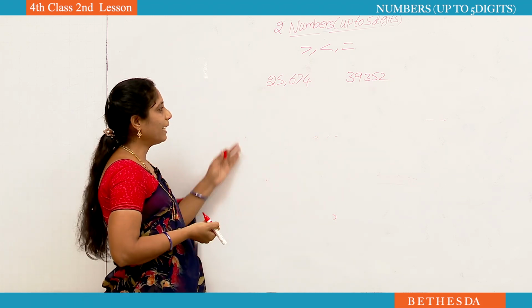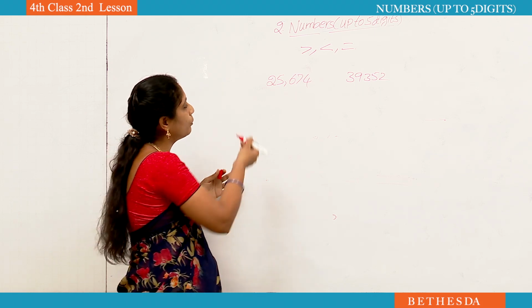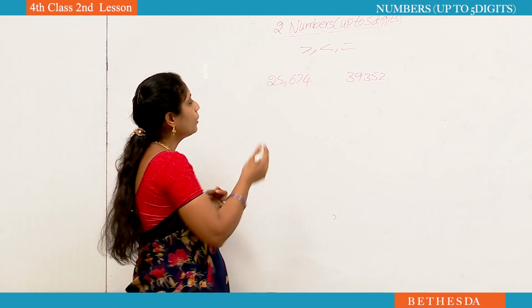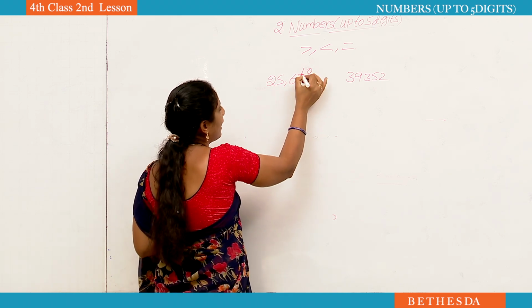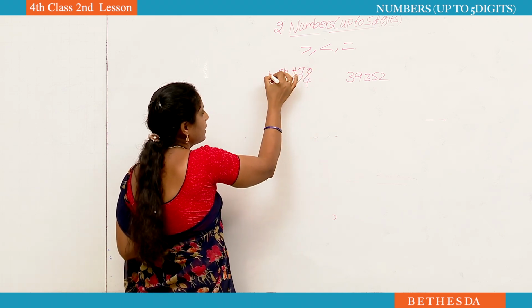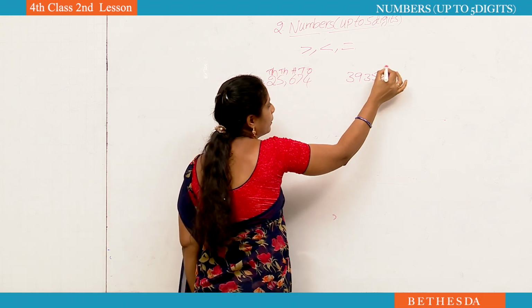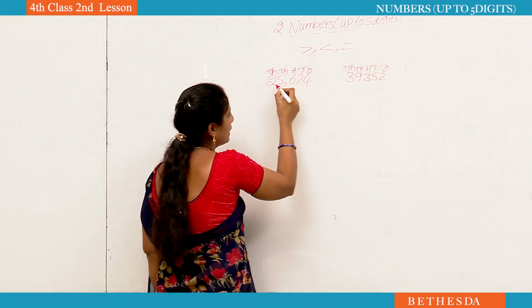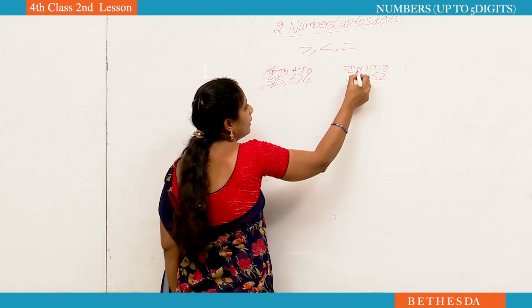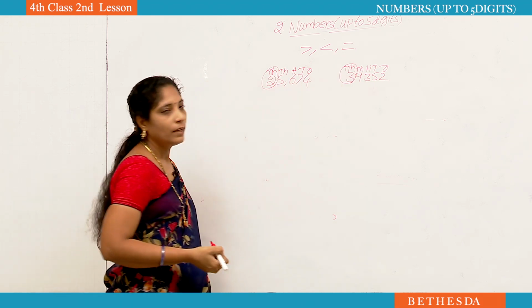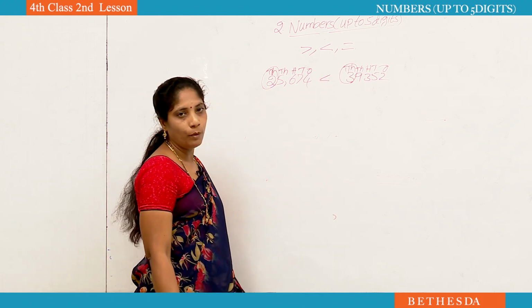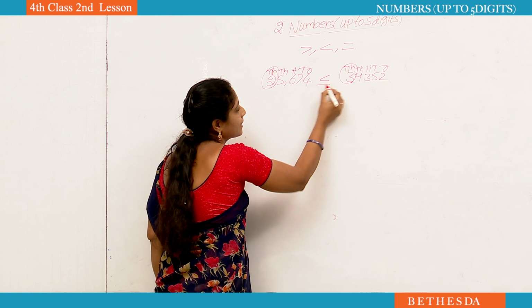You can say it by seeing, because we are in 4th class now. If you don't know, you have to compare the highest place values. What is the highest place here? 10,000. You have to find the 10,000 place. Here which is the big number? 3 is the big number. That way, the open mouth you have to show to the big number. This is called less than.